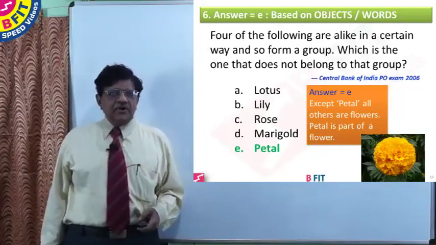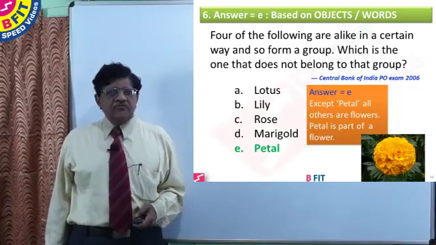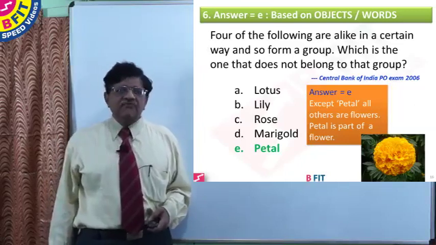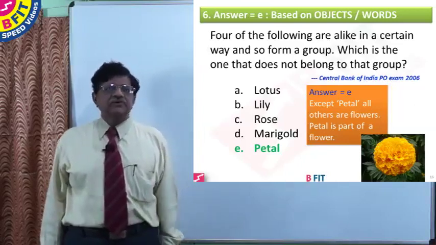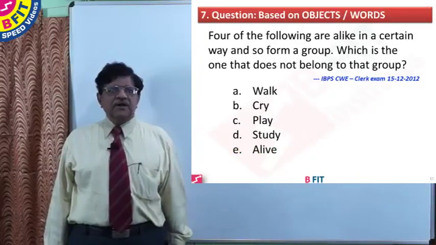So in this example, while the first 4, namely lotus, lily, rose and marigold are all flowers, petal is a part of flower and therefore is the odd man out. Now let us go to the next question, question number 7.